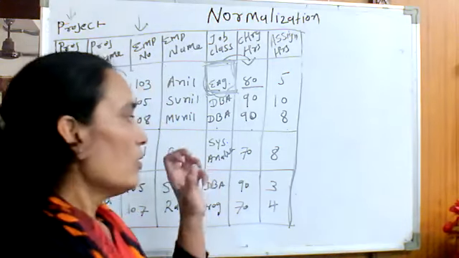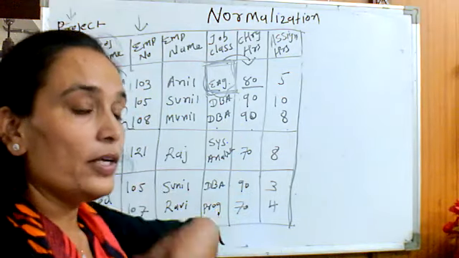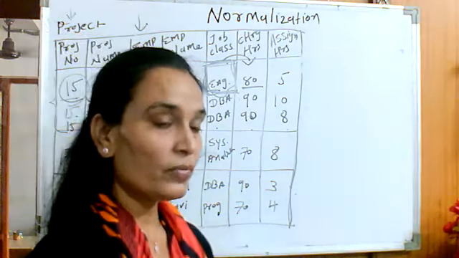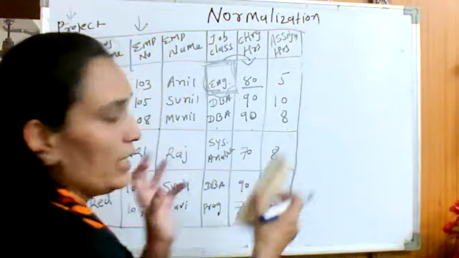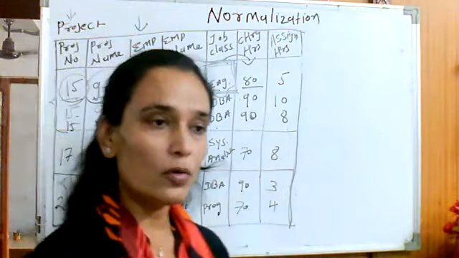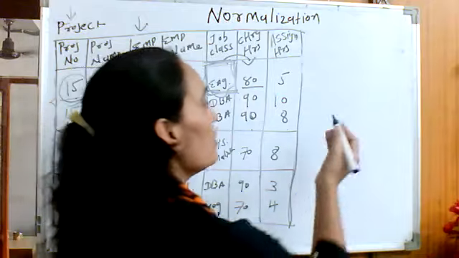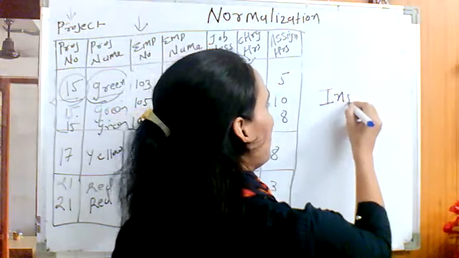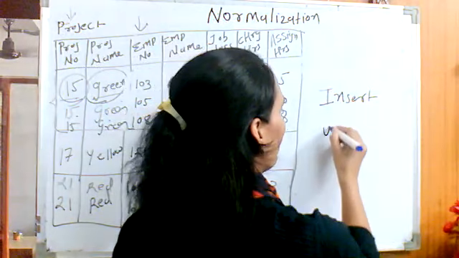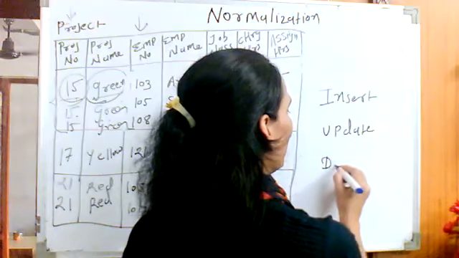Now, why do we have to convert this first normal form into second normal form? Which problems are there in first normal form? So we need to convert this first normal form into second normal form. The first problem, which we have discussed, is that there are three types of anomalies: insert anomalies, update anomalies, and delete anomalies.